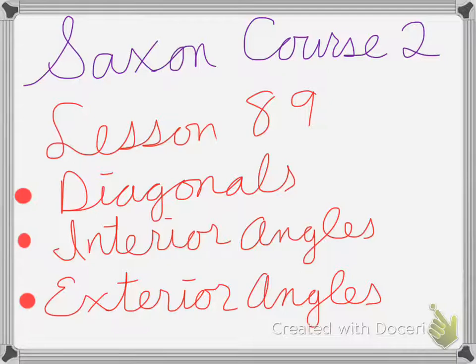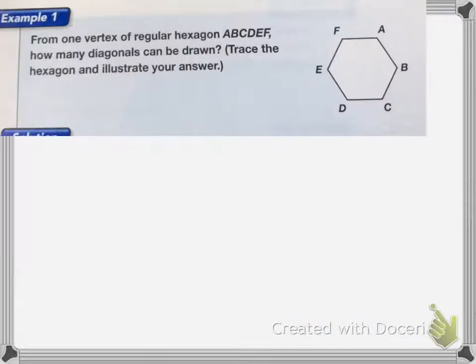Saxon Course 2, Lesson 89 is on diagonals, interior angles, and exterior angles. So from one vertex of a regular hexagon, how many diagonals can be drawn? Remember, a diagonal is a line segment that passes through the polygon between two non-adjacent vertices.